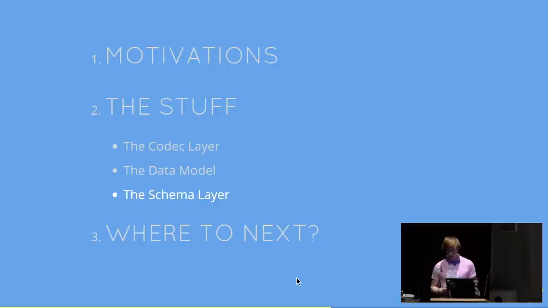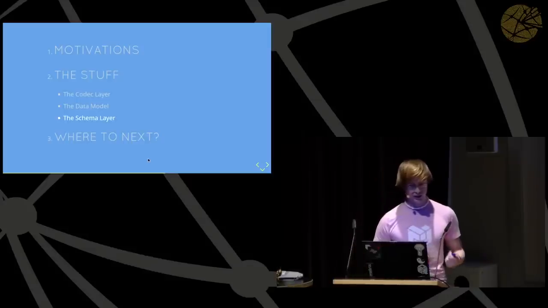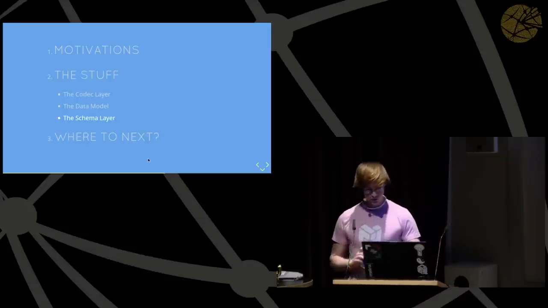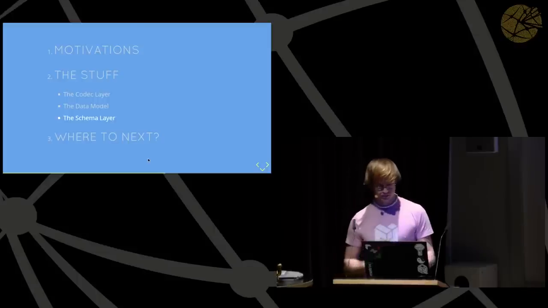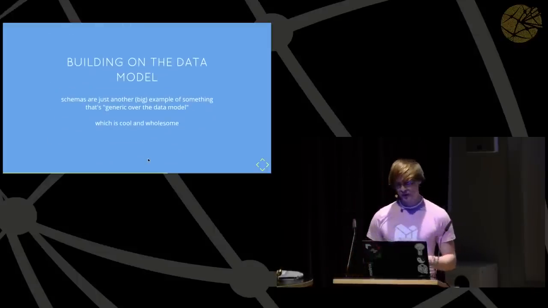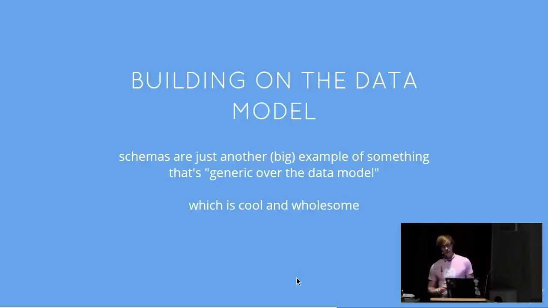But I'm a strong types person. I like my compilers and my toolchains to help me as much as possible. So I want schemas. Schemas are something we're going to just build on top of the data model. It's another example of just using that genericism, so that's cool.